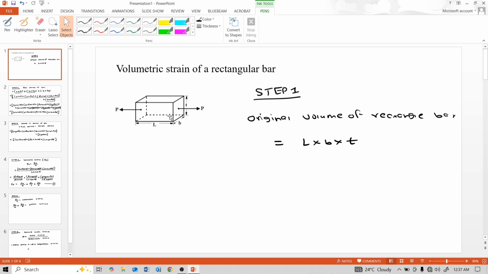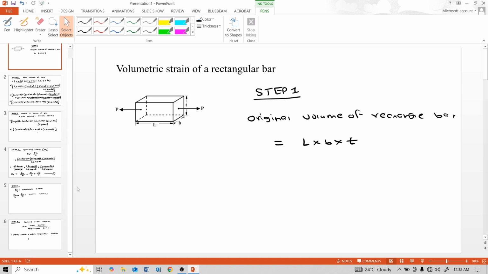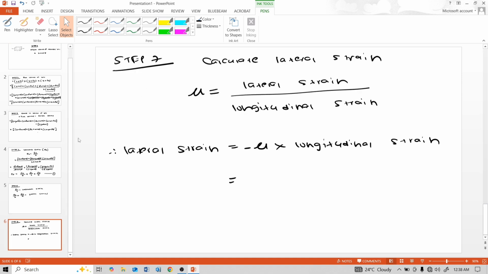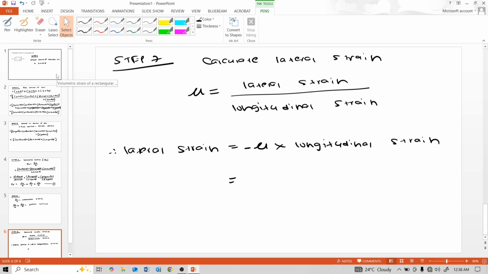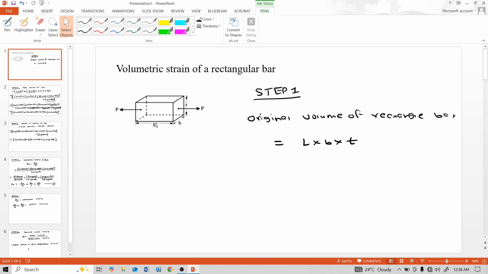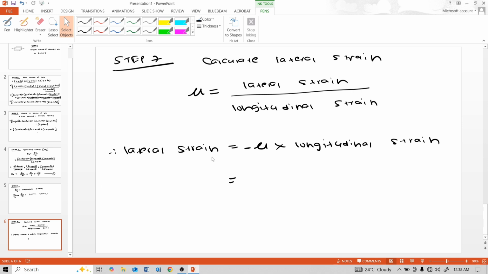That means the longitudinal length behaves like tension, and the breadth and thickness behave like compression. That's why I write this minus sign in front of this mu. L and B, T show opposite behavior. That's why I write the minus sign.